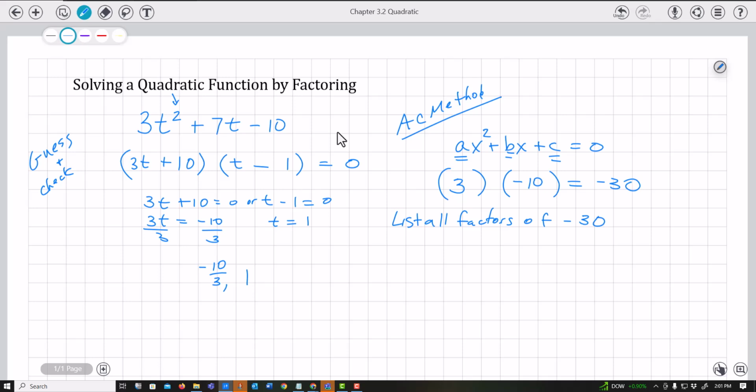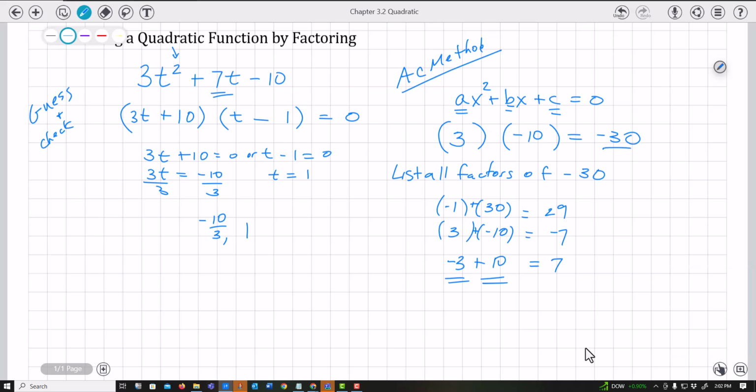And so, I mean, I can sit here and say, well, you could have negative 1 and 30. Well, if I add those, that's going to be way too big, right? And I can continue to do this, 2 and 15. But then if you're kind of thinking ahead, well, what if you think 3 and negative 10? Well, that would be negative 7. I need a positive 7. So how about the factors negative 3 plus 10? Oh, that works.